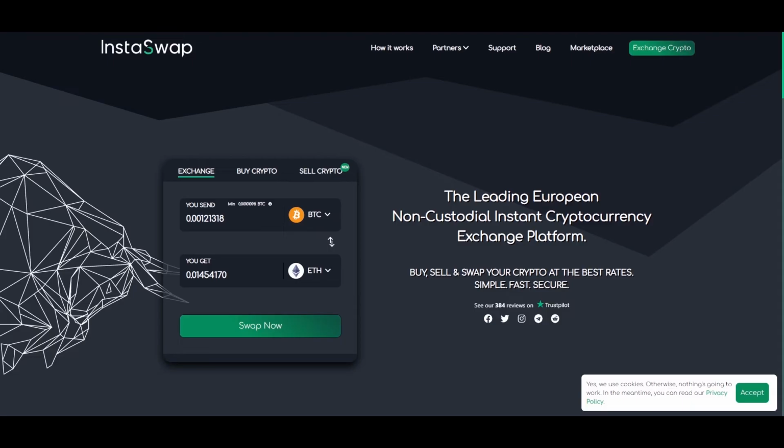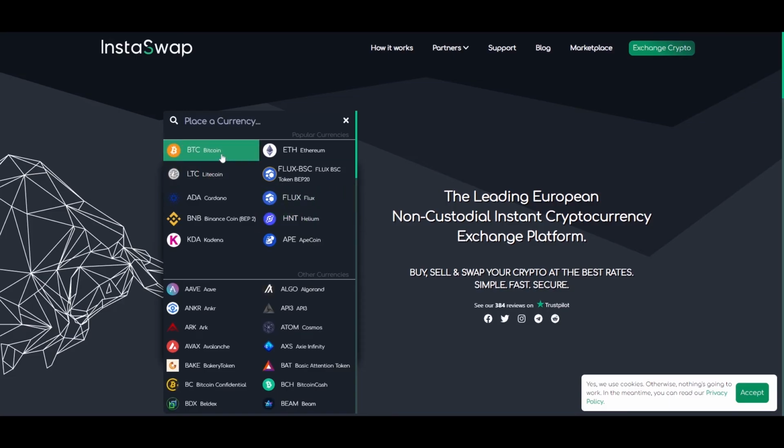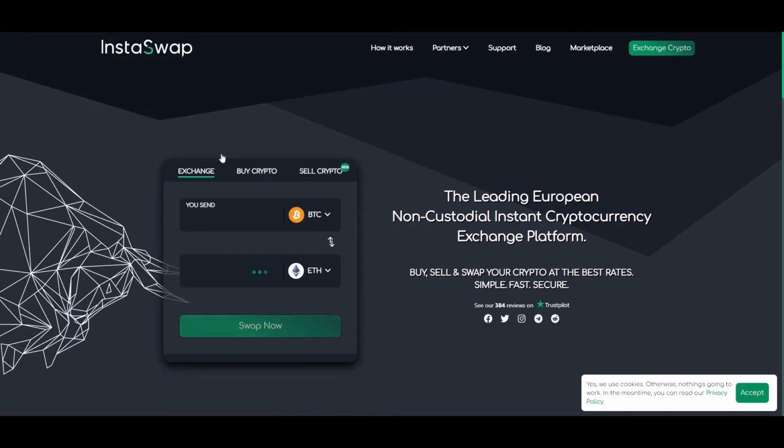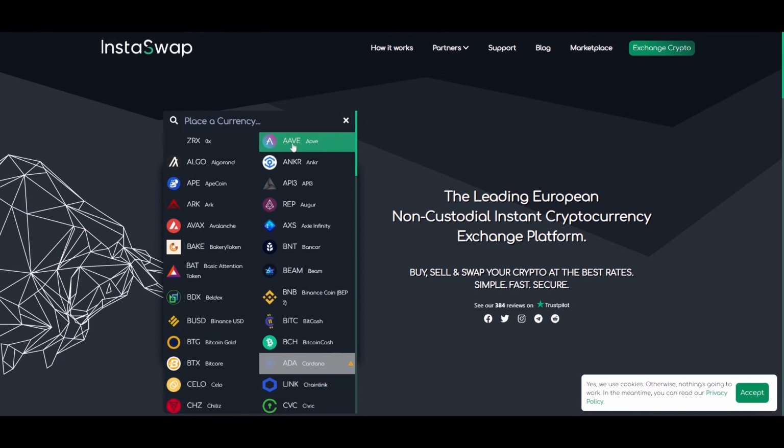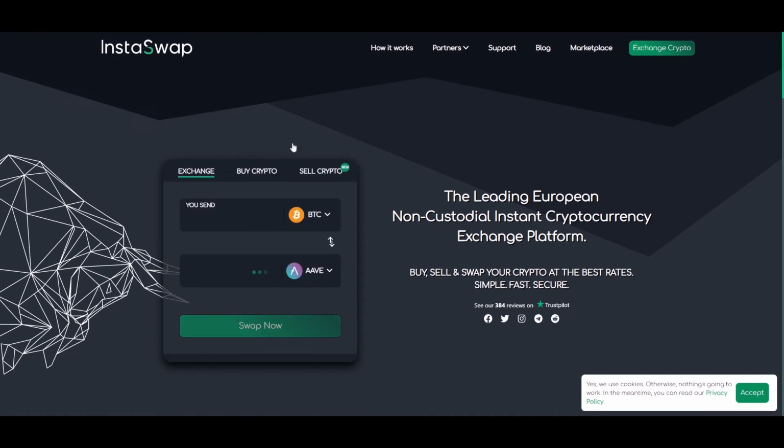Now, we will show you how you can exchange your crypto in a few simple steps to Aave token. Start by selecting the currency that you want to exchange at the You Send section. Then select Aave as the currency you want to receive at the You Get section.